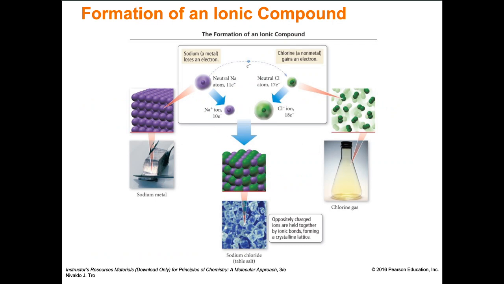Okay, so here's an example of how an ionic compound might be formed. Suppose we wanted to make sodium chloride. Sodium chloride is just table salt, regular old table salt, and we see a close-up image of that here.